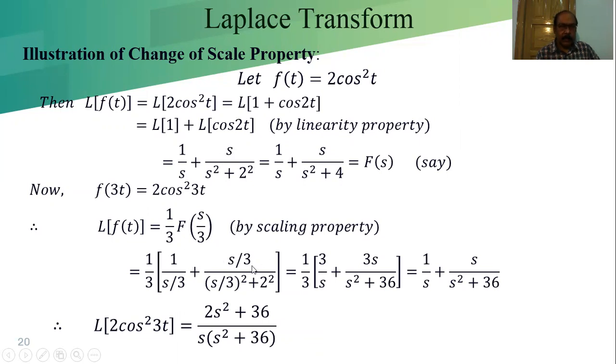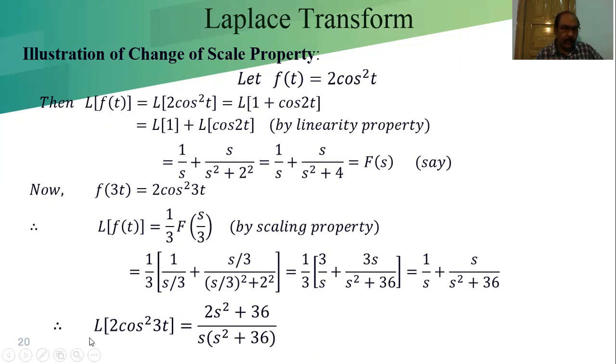S will be replaced by s by 3. 2 square is there. So from that, by simplifying this, we will get 1 by 3, and this is 3 by s. S by 3, that means 3 by s plus 1, 3 will be there, and from there 1 by 3, the 3's cancel out, we will get 3s by s square plus 36. So finally we will get 1 by s plus s by s square plus 36.